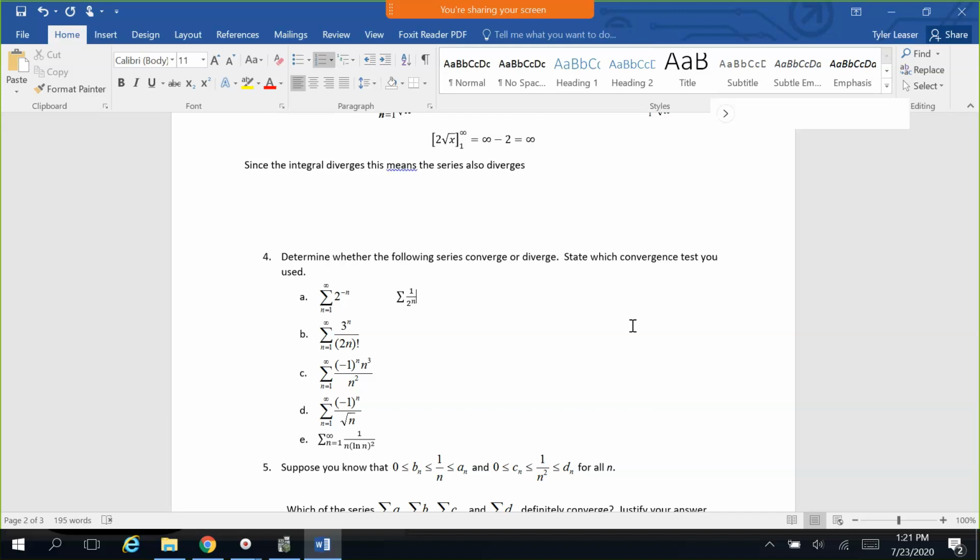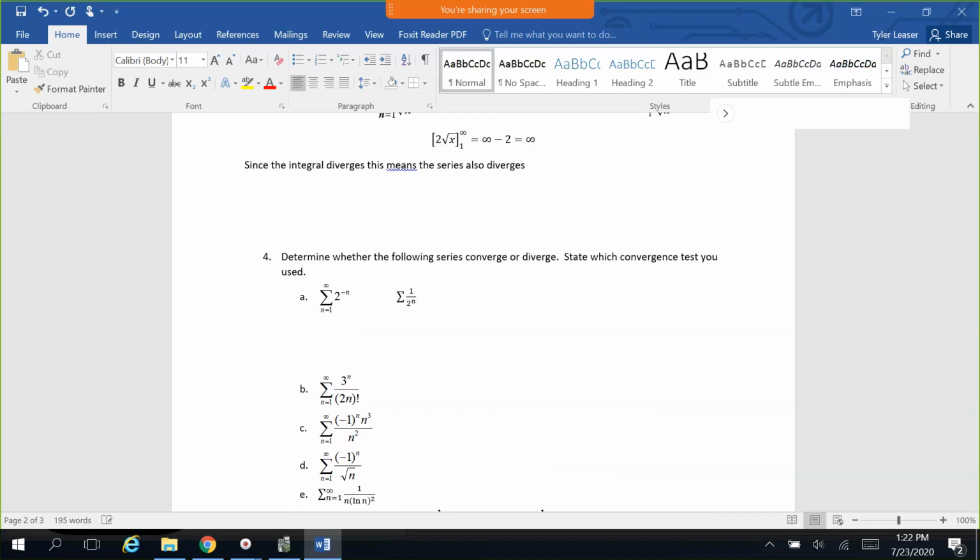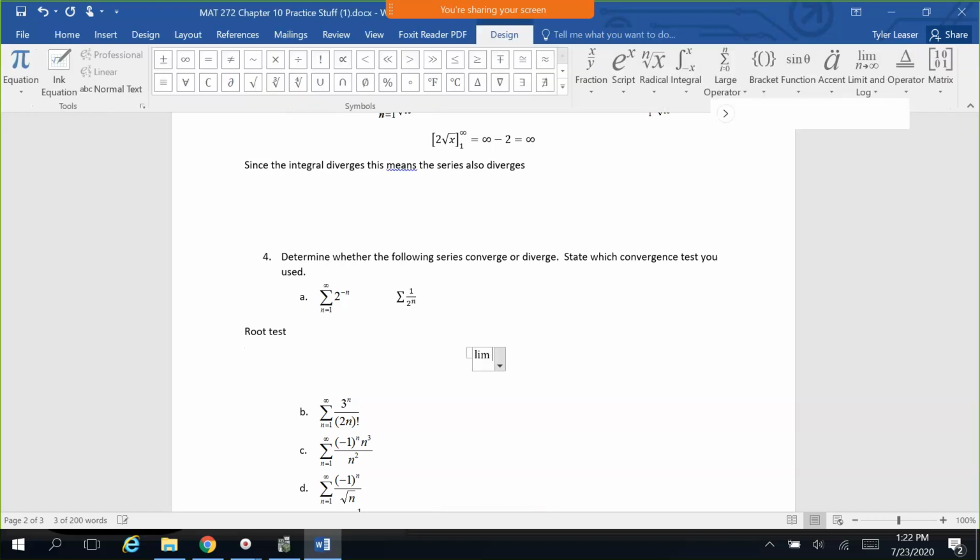Other things that we could do would be comparison test or limit comparison test, so we could probably get away with one of those. And then ratio test and root test. Ratio test and root test work a lot. In fact, they probably work the most and are usually the easiest to use. I'm going to use the root test for this one just because we already have an n power. Remember that the root test is the limit of the nth root of the absolute value of the nth term of the sequence.